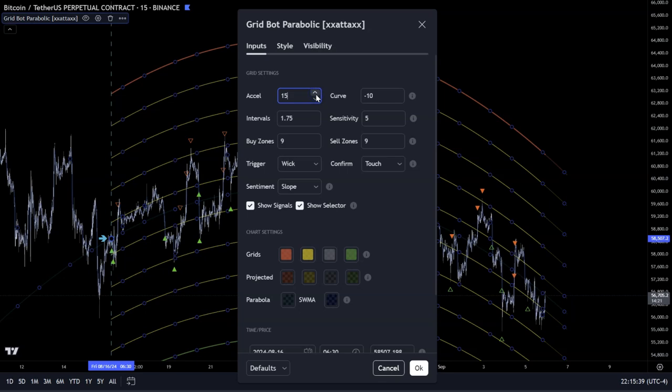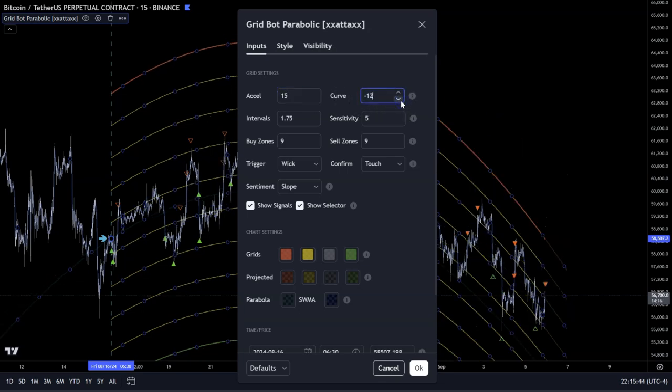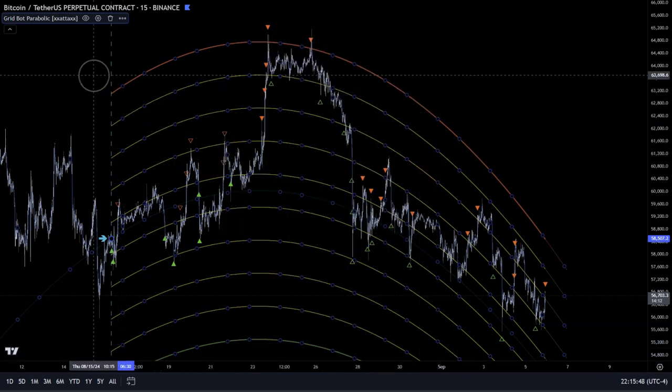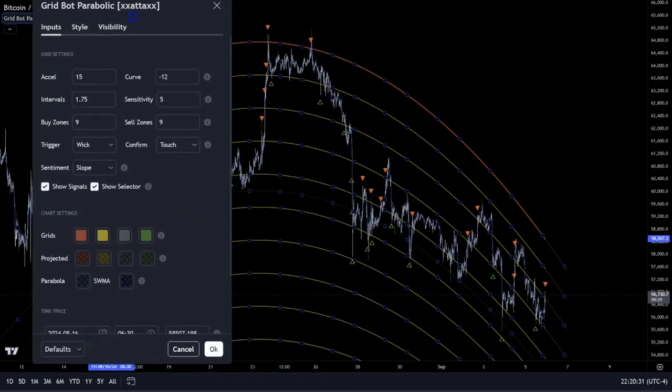If we want to make the acceleration greater and the curve more negative, we can do that. And again, this can shape almost any market. Let's go over some of the settings. And I'm just going to go over the basics.